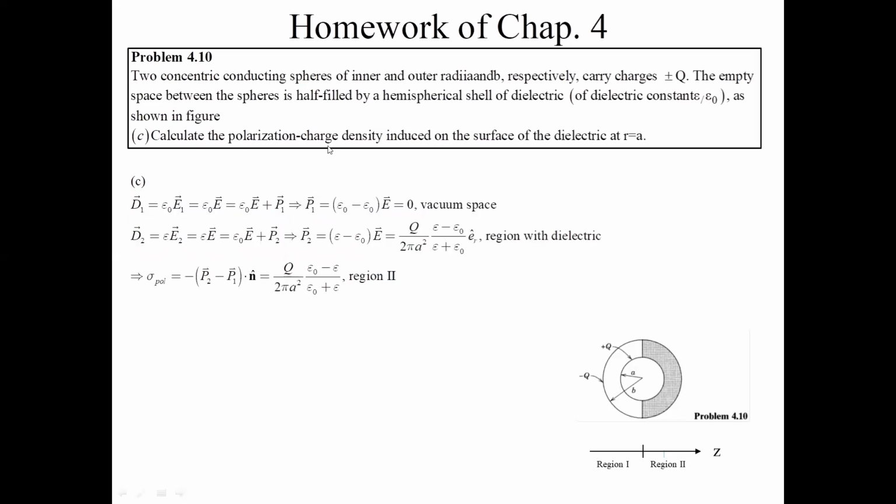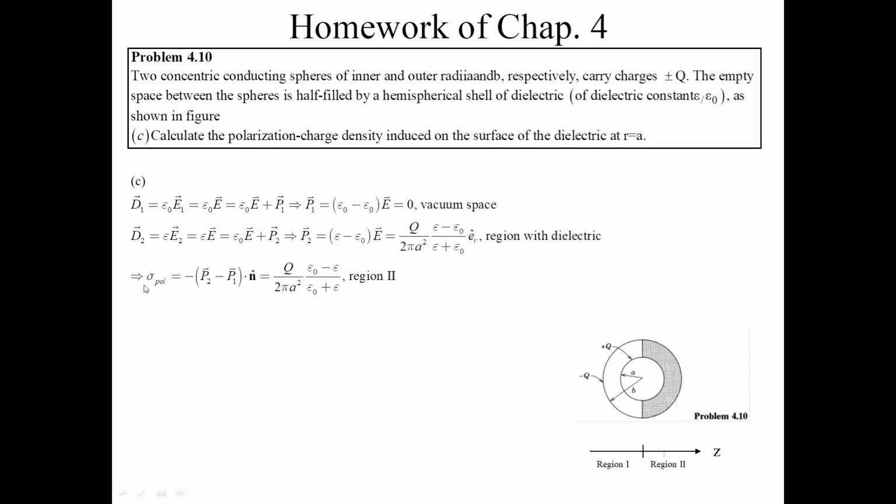Okay. And then for problem C, we want to calculate the polarization charge density on the surface of r equals a. So we know that the displacement equals epsilon 0 times electric field plus polarization. So the polarization P1 in region 1 equals D minus epsilon 0 times the electric field, which is 0. So we know that in region 1, the polarization is equal to 0. And for region 2, the polarization will equal epsilon times the electric field minus epsilon 0 times the electric field, which is the same as this term.